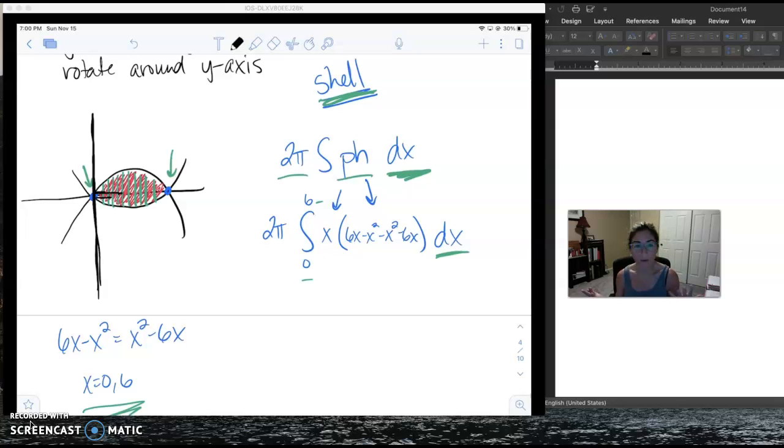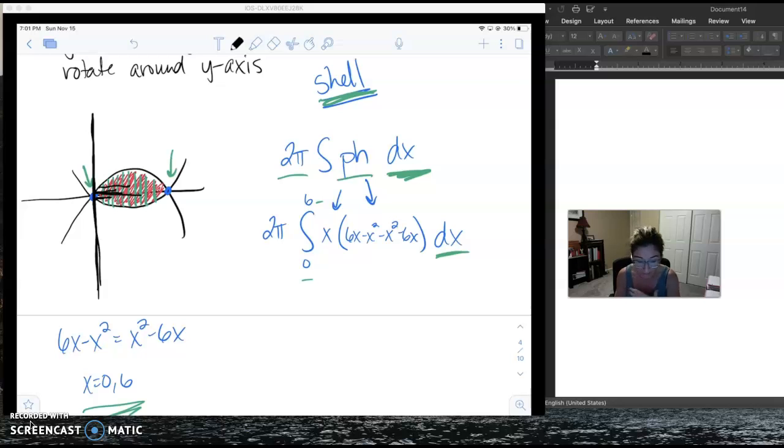I can't remember where I was, but we have our intersections, right? That's our limits of integration, 0 to 6. And then we need our P and our H. So our P is the distance from the axis of revolution over to any one of those rectangles. If our axis of revolution is the y-axis, then the distance from this rectangle, this rectangle, any of those rectangles, looks like it's just whatever x is. So that would be my P, is x.